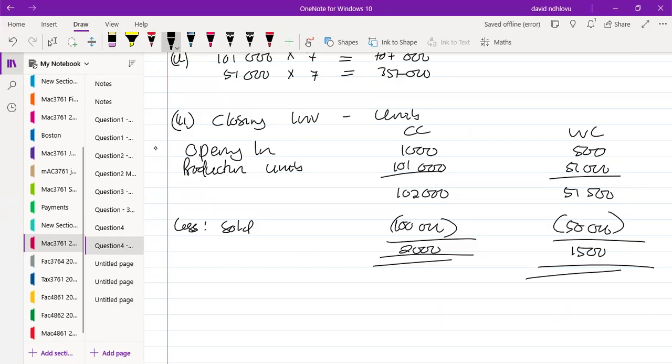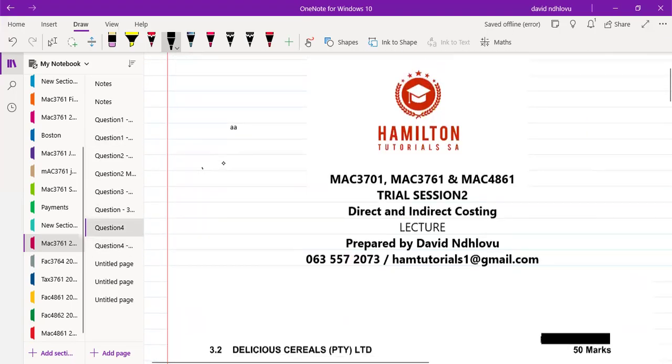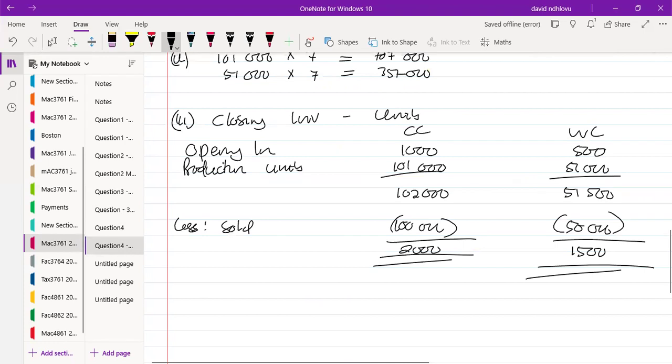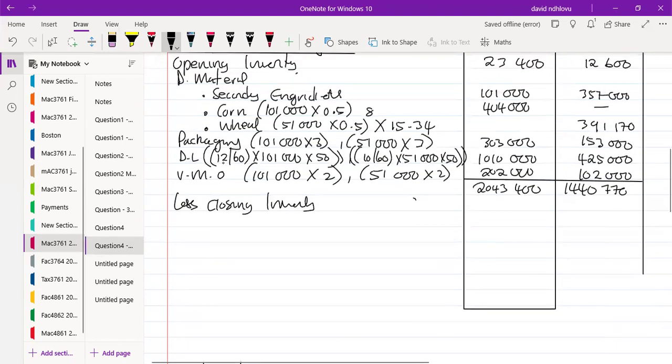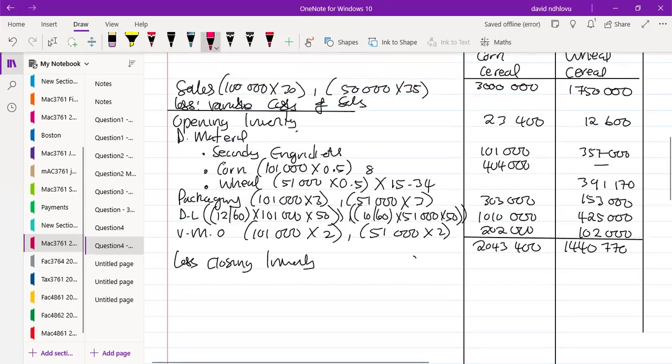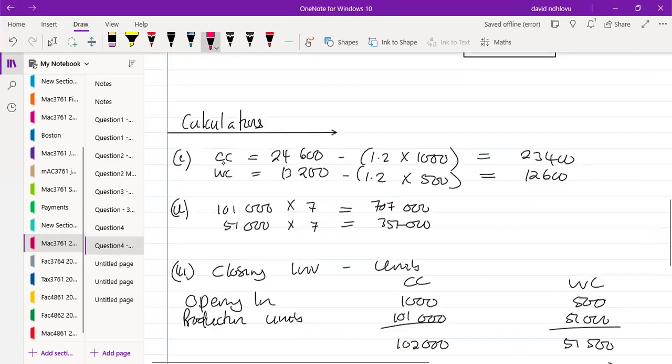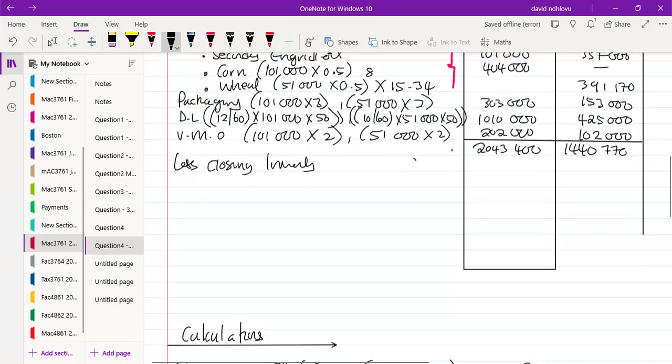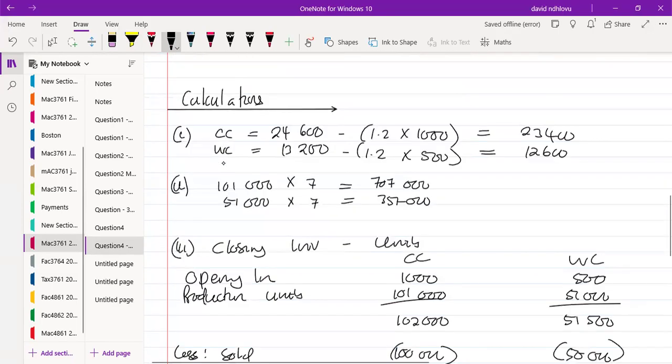Right, how do we calculate the value of closing inventory? We have got to check the method. Are we using FIFO? Are we using weighted average cost? Right, we are using the FIFO method. When we use the FIFO method, we are going to ignore the opening inventory. So if I don't want to waste time and start adding all these things one by one, I will take the total figure, which is 2043,400 today. Right, then I will remove the opening inventory, which is how much? 23,400.